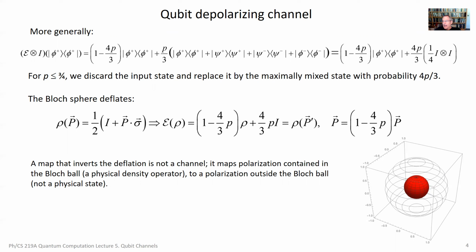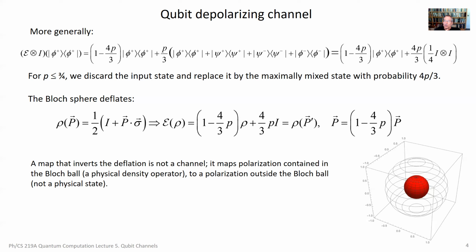Now you could ask, well, suppose I wanted to undo the effect of the depolarizing channel. I would just have to blow the Bloch sphere up again to reverse the deflation that occurred. But remember, we said that except in the case of a unitary map, completely positive maps can't be inverted by physical completely positive maps. And you can see how that works here. If I want to undo the effect of the depolarizing channel, I want to inflate the sphere to a larger sphere so we can go back up to unit radius.